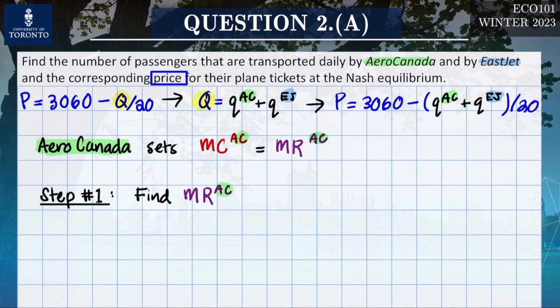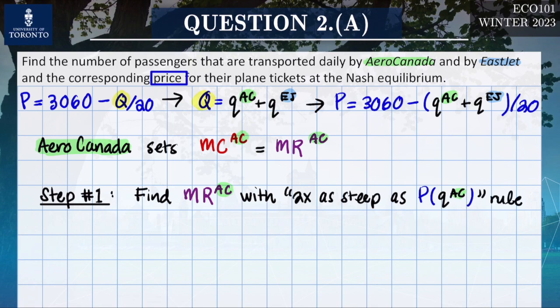And we are going to use the same shortcut as usual. We are going to use the twice as steep as the demand function rule, but the demand function that depends on the quantity that Aero Canada produces. This is going to be the variable for this company, and this is going to be our shortcut to find the marginal revenue function faster. So let me first rewrite very quickly the demand function that we have. P is equal to 3060 minus the quantity that Aero Canada produces divided by 20 minus the quantity that EasyJet produces divided by 20 as well.